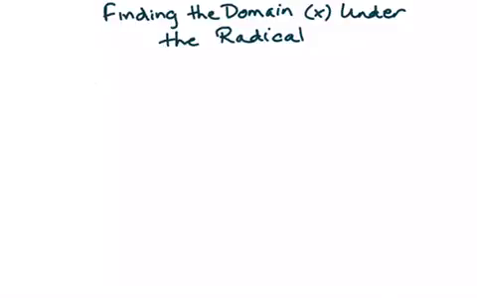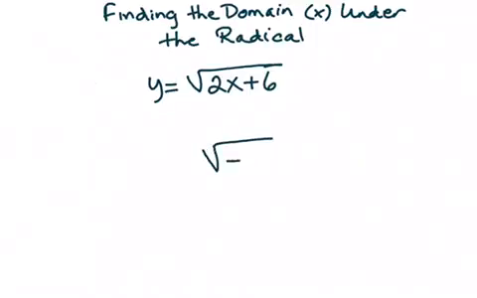In this video, I'm going to be talking to you about finding the domain, which are all the x numbers under the radical sign. So if I give you an equation like this, y equals radical 2x plus 6, and I want to know what that x has to be? Well, remember, when you have something under the radical sign, it cannot equal a negative number. You can't have a negative number under this, okay?